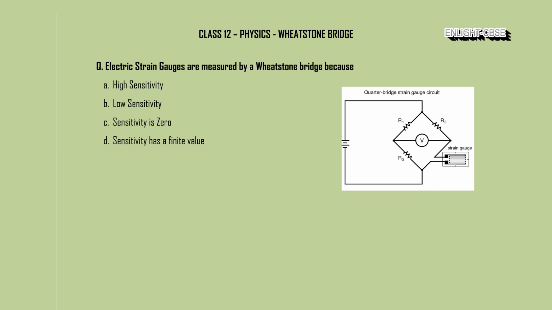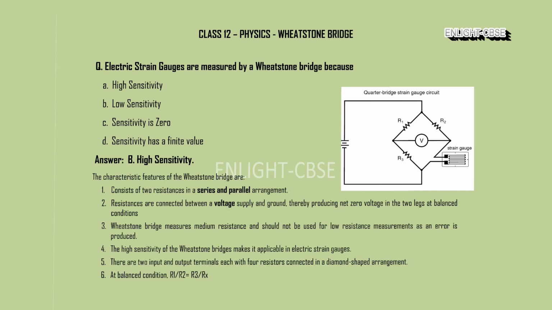Class 12, Wheatstone Bridge MCQs. Question: electric strain gauges are measured by a Wheatstone bridge because A. High sensitivity. B. Low sensitivity. C. Sensitivity is 0. D. Sensitivity has a finite value. Answer: B. High sensitivity.